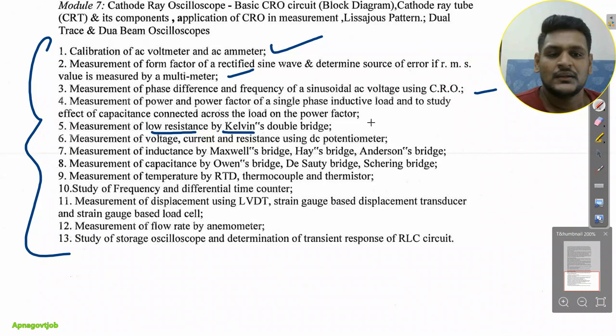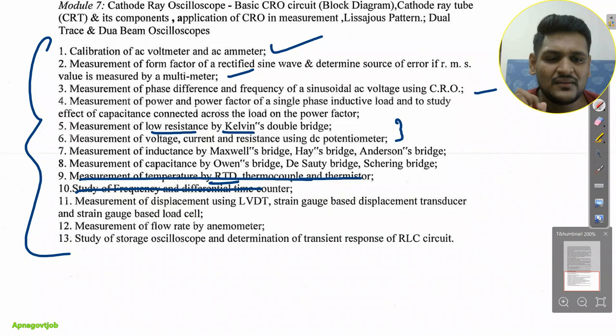Okay, then measurement of voltage and current using DC potentiometer. Yes, this also, just go through this. How to calculate, basically a calculation part. Okay, no need to worry here. Measurement of temperature by RTD. Leave it. Then study of frequency differential time counter. Leave it.